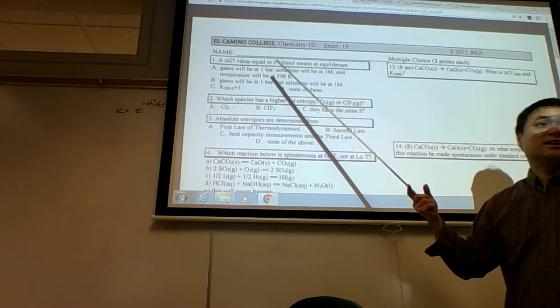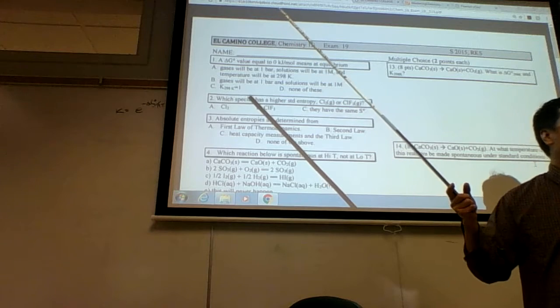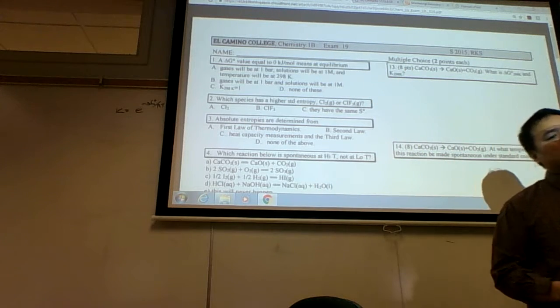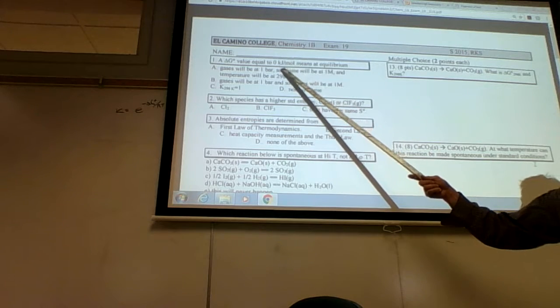how often do we have K equal to 1 at 298 Kelvin? Rare, right? The reason I'm bringing up K is because you already have experience with a lot of K values. You've seen a lot of K values. And out of all those K values that you've seen, how many have you run across that are equal to 1? No, but we do delta G naught equal to 0 all the time.